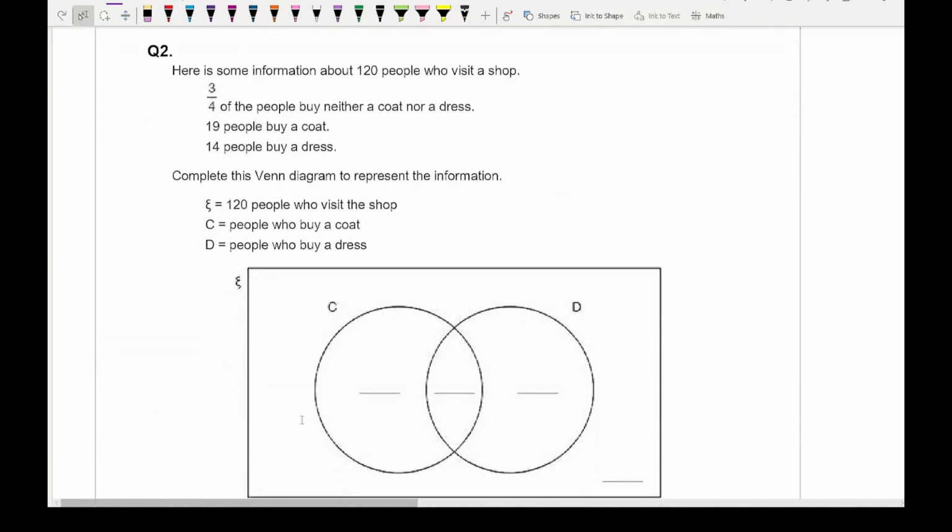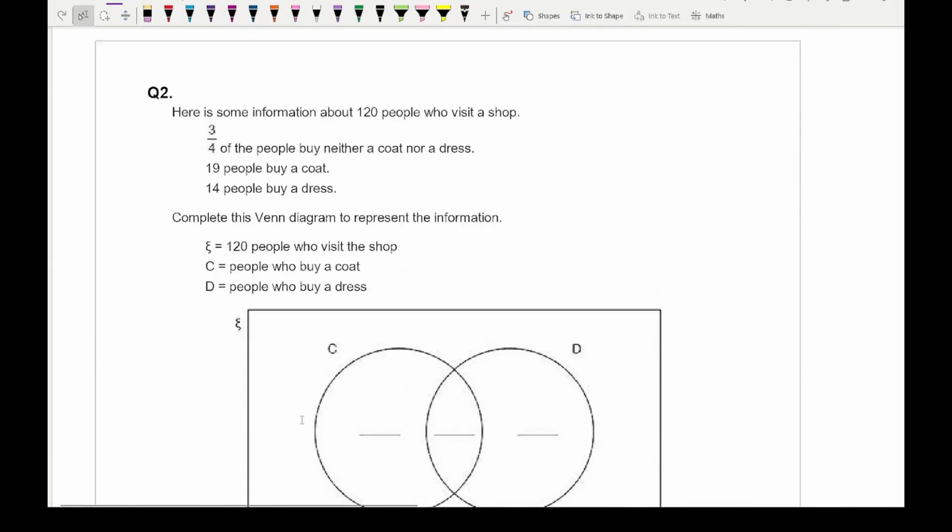Moving on to question 2, it says here is some information about 120 people who visit a shop. 3/4 of people buy neither a coat nor a dress. 19 people buy a coat, 14 people buy a dress, and it says complete the Venn diagram to represent the information, and we've got the letters and show you what they represent.